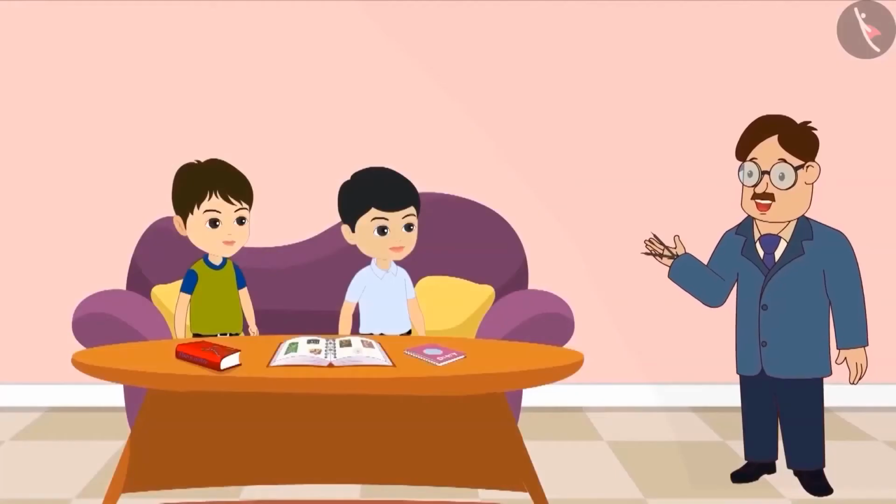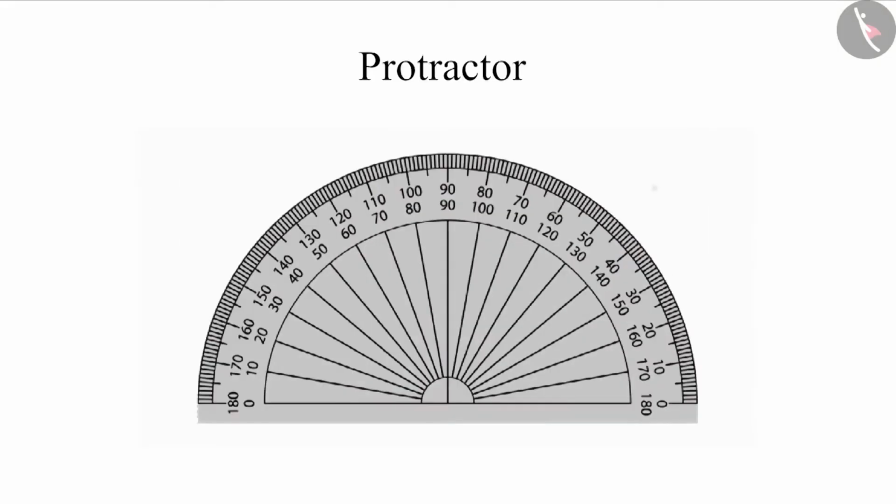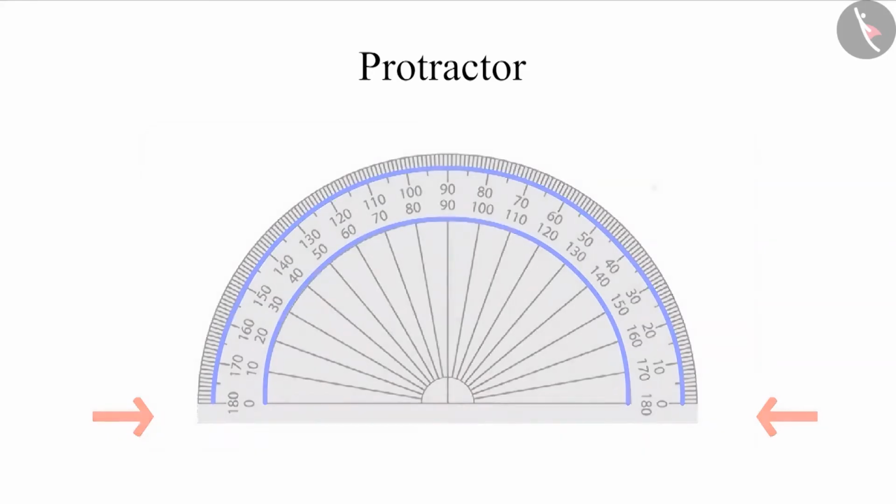Did you see, children? With the help of this protractor, we can easily measure any angle. In your geometry box, you will find a protractor. It has numbers from 0 to 180 on both sides, from right to left and left to right. In this way, we can measure the angle from both sides using the protractor.